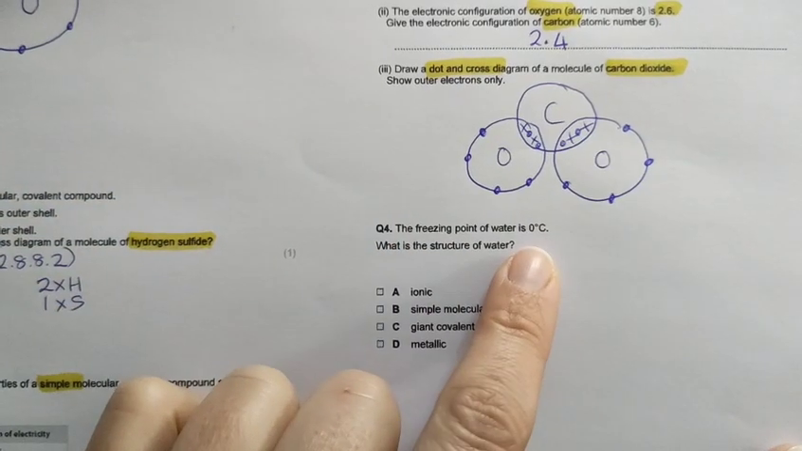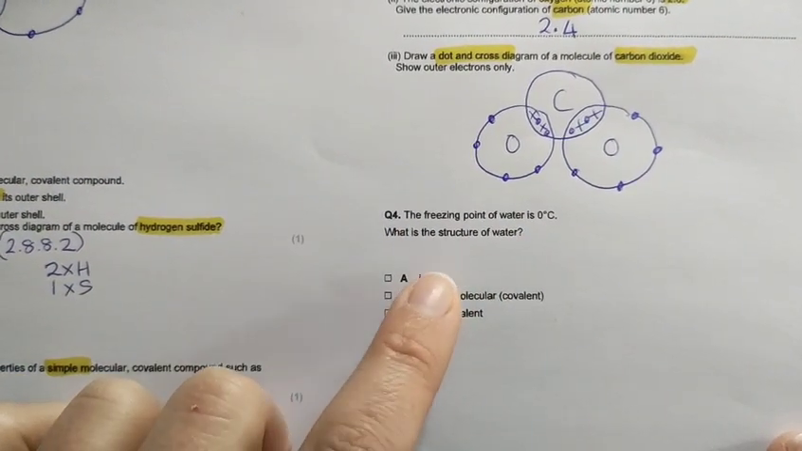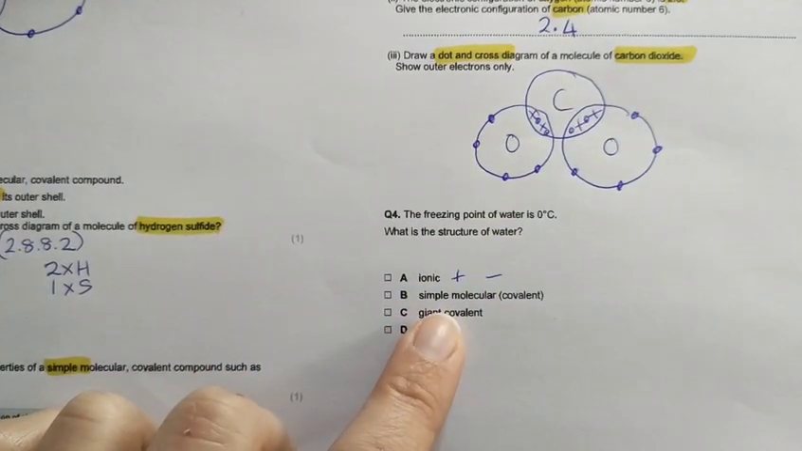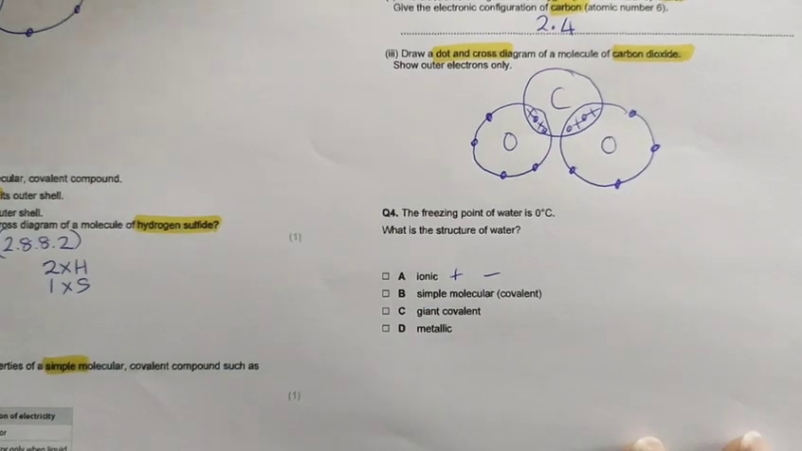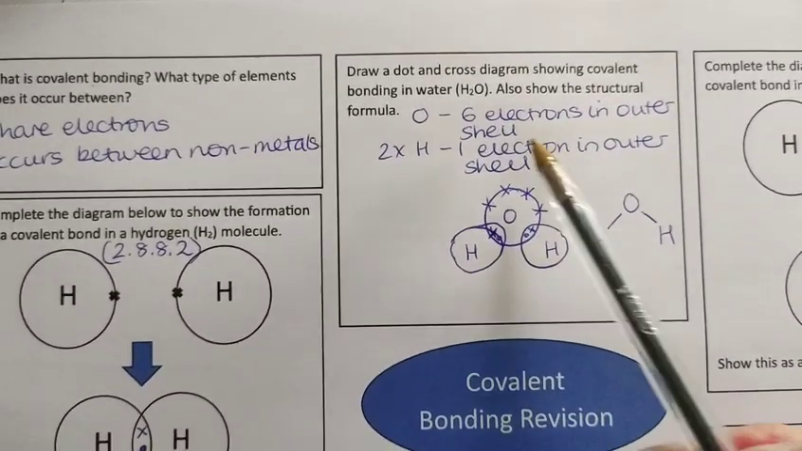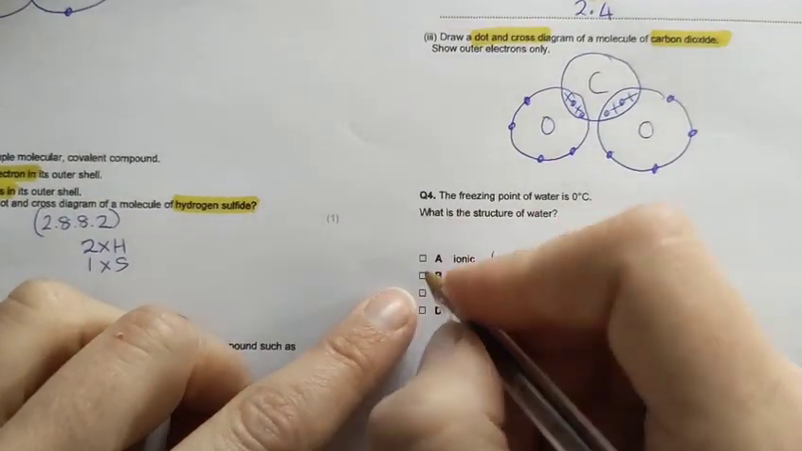The freezing point of water is 0 degrees. What is the structure of water? Well, it's not ionic. Ionic would have positives and negatives, so it can't be that. Simple molecular covalent. I mean, let's have a look. It's on our covalent bonding sheet, so water, so it must be simple meaning small, and it's covalent, so it must be that one. That is B.